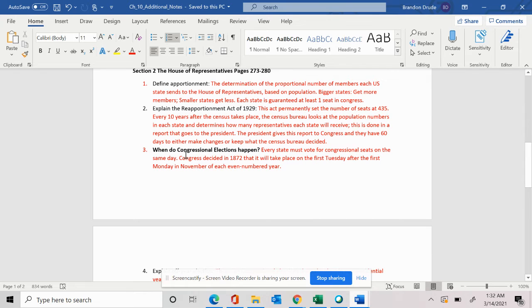Now, when do congressional elections happen? Every state must vote for the congressional seat on the same day. So every time there's an election, they all have to do it on the same day. That day has changed multiple times.